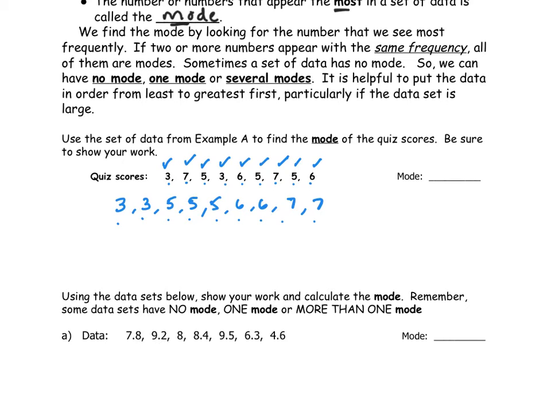So based on this, I see 2 3s, 2 6s, and 2 7s. Now, if there were 2 5s, I could say that there are several modes, but in this case, the number that I see the most is 5. There are 3 5s, and the other numbers are just listed twice. So the mode in this set of data is the number 5. So let's see what we can do with the next example.